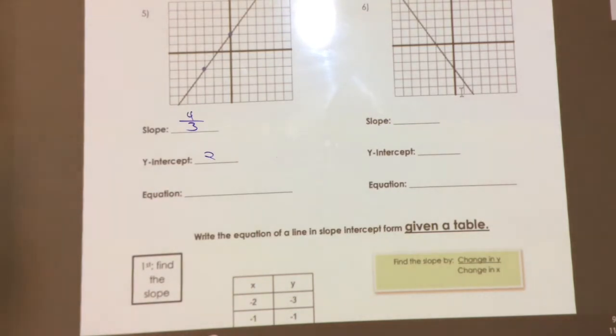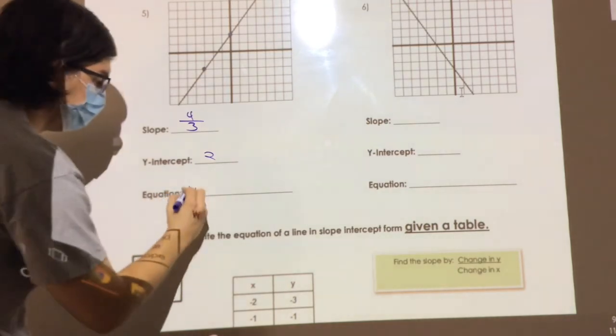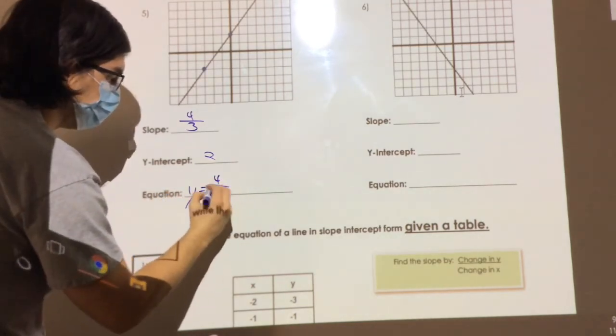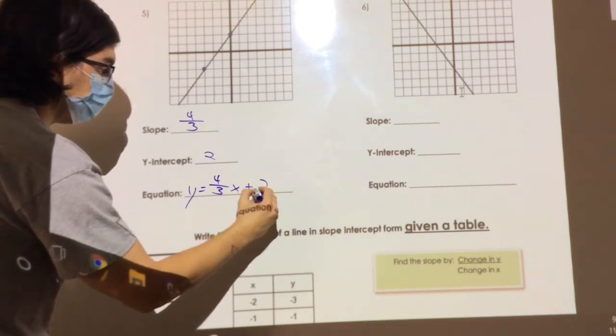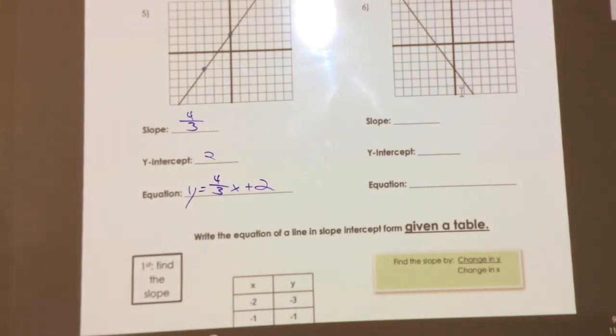All right, and let's see here. Addison, would you mind putting this in the equation form for me? Y equals 4 over 3 x plus 2. Beautiful. Is this getting easier? Yeah.